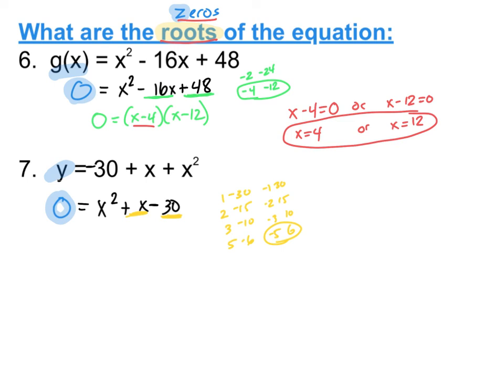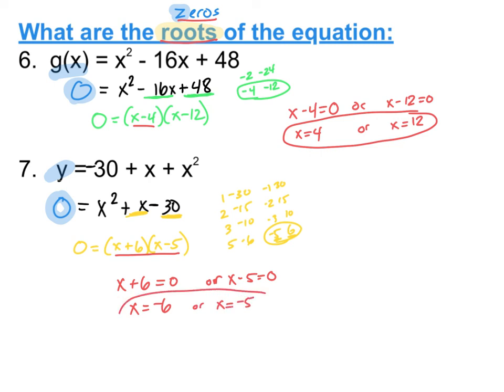In this case, I'm now going to say 0 is equal to x plus 6 and x minus 5. Oh, I did that in a different order. I had 5 first and 6 second, but that is not going to make a difference. I now will take and set the factors equal to 0. x plus 6 equals 0, or x minus 5 equals 0. So then here x is equal to negative 6, or x is equal to 5. There would be my roots of the equation.